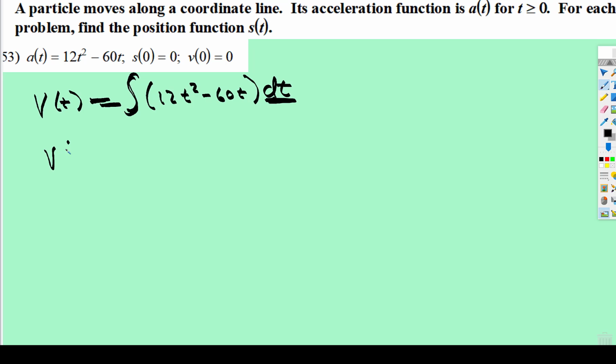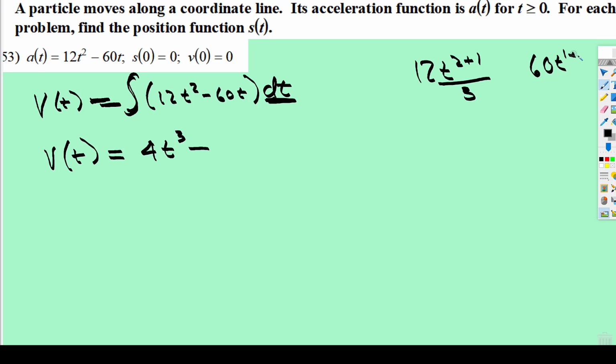All right, so the velocity function is, we add a 1, so 12t squared, we add a 1, that means divide by 3, that's 4t cubed, and then 60t to the first, we add 1, divide by 2, we get subtract 30t squared. Okay, and then plus 0. But we need to find the position function. So now we integrate.